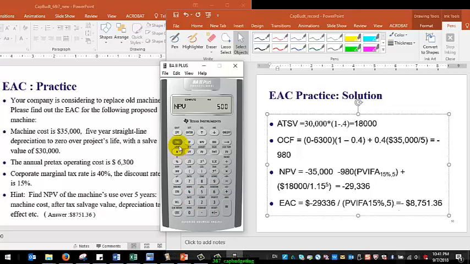Before we do that, I want you to clear time value of money first. Then we do 5 and 15 IY. So recall we enter 1 into PV, then compute payment. So we get the EAC of negative 8,751.